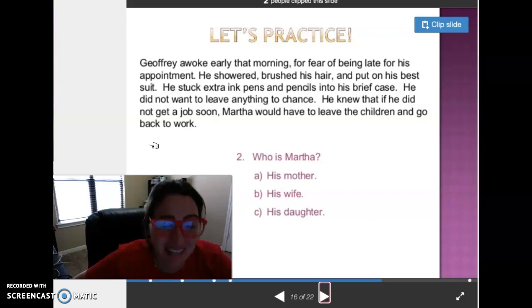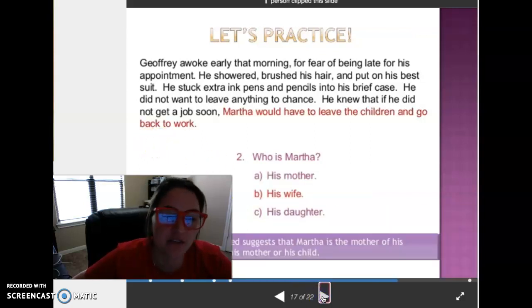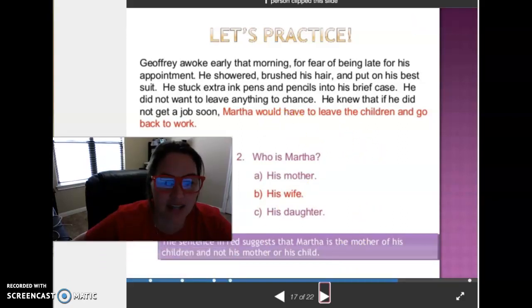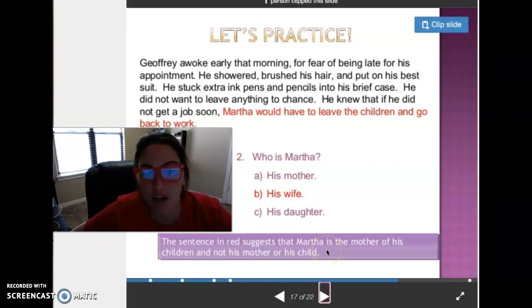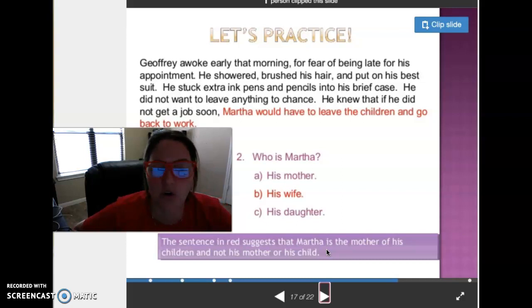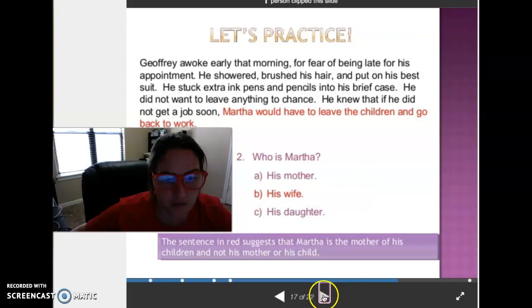And if this is coming easy to you, then great. You're just proving to yourself that you do know how to infer. Okay, so the answer, of course, is B, his wife. So Martha would have to leave the children and go back to work. So this sentence in red suggests that Martha's the mother of Jeffrey's children and not his mother or his child, because that would impact him and his lifestyle, right? So he needs to get a job so that his wife can stay home and watch the kids, is what this author is alluding to. Next one.